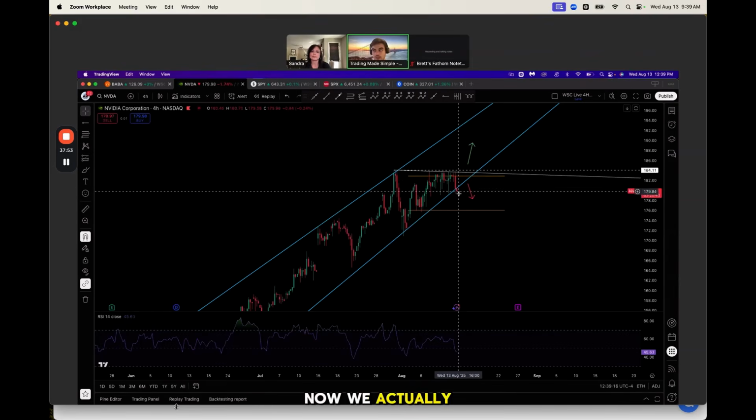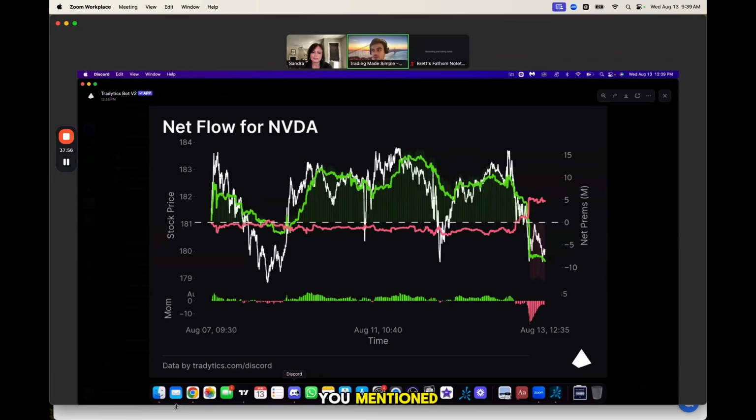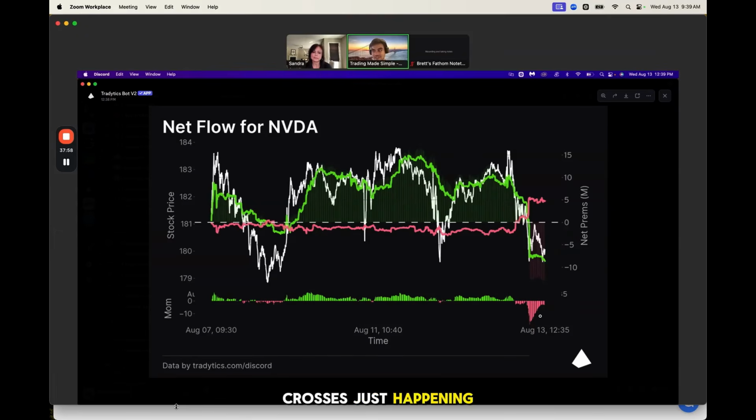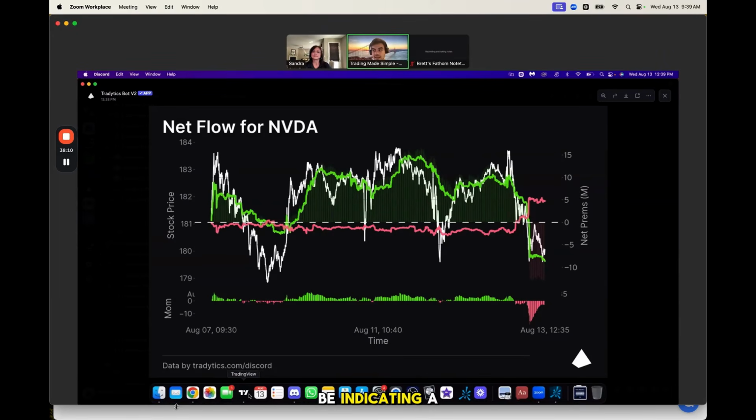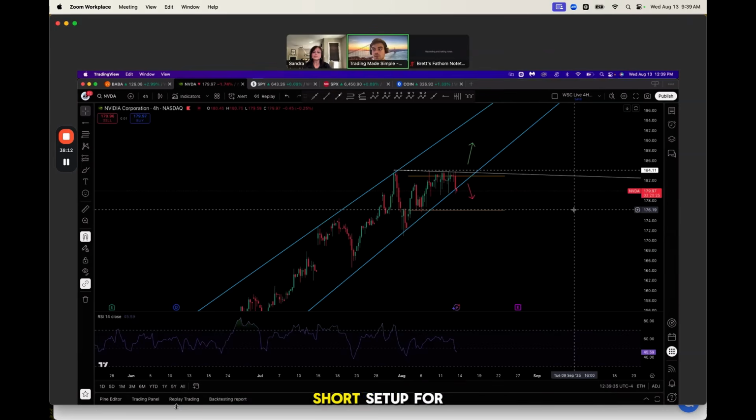Now we actually broke down. As you mentioned, we see the process just happening on the 5-day time frame. Yes. Bears went up, bulls gave up, bears stepped in here. Market net flow right now would be indicating a strong short setup for NVIDIA. And that doesn't mean NVIDIA should remain bearish for eternity. This is like price action.